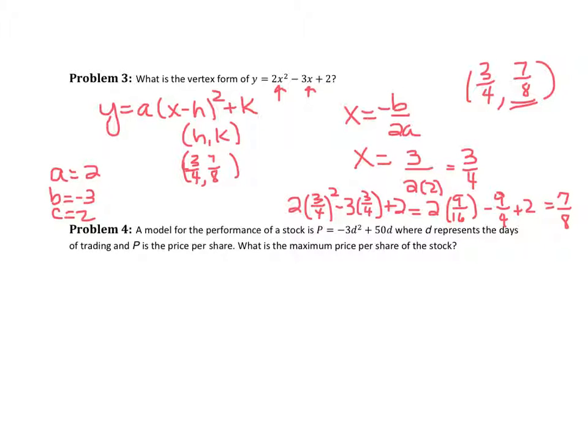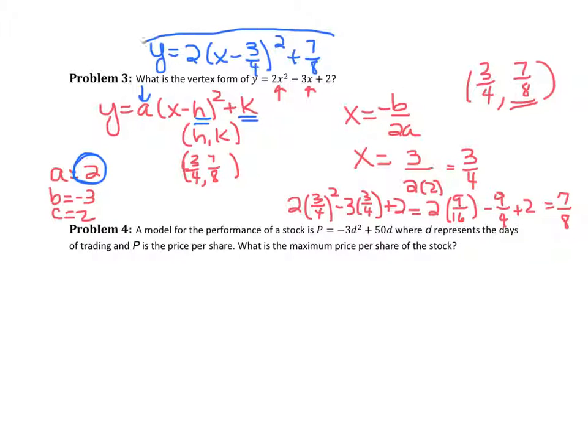So now I know what my h and my k are. And guess what? The other thing we have to substitute for is our a, but we already know our a, so we don't even have to do anything fancy for that. So my final answer is going to be y equals 2 times (x minus 3/4) quantity squared, plus 7/8. That's vertex form.